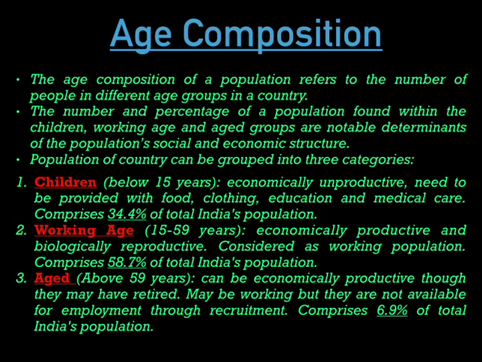First, children. Those are below 15 years. These are economically unproductive, and need to be provided with food, clothing, education, and medical care. They comprise 34.4% of India's total population. The second group is working age or productive age, between 15 and 59 years. These are economically productive and biologically reproductive. They are considered the working population. They comprise 58.7% of India's total population, hence India is known as a young country.